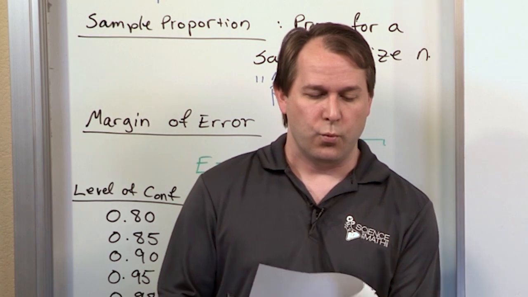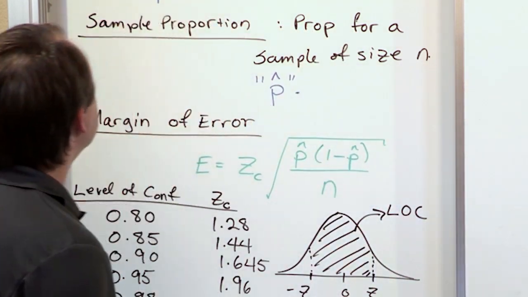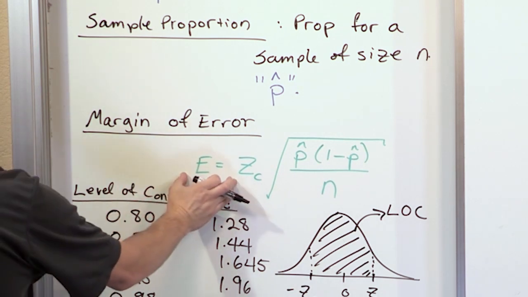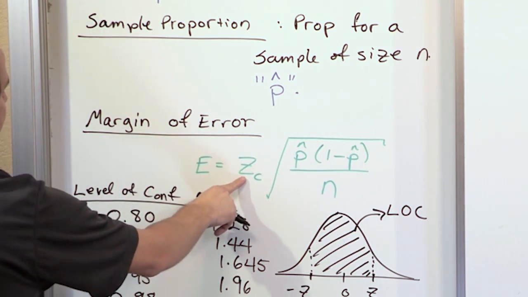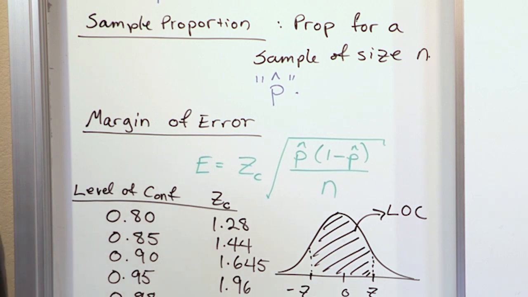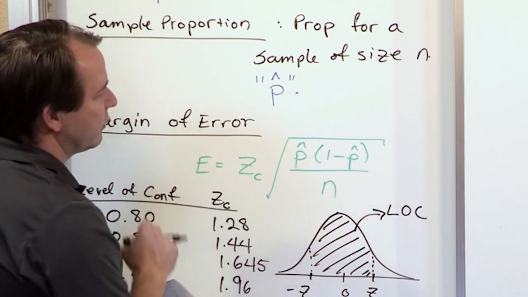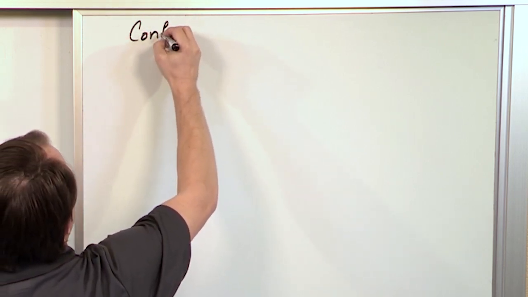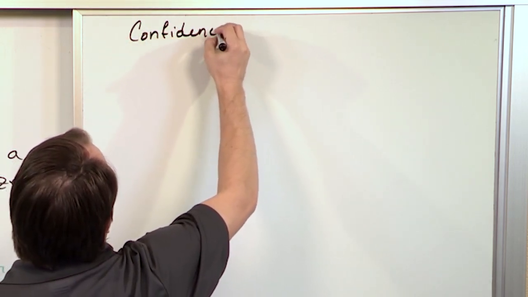So whenever you get all of this stuff, when you have the sample proportion that you've calculated and you calculate a margin of error that's based heavily on the level of confidence that dictates your critical value of z, then you can construct what we call the confidence interval.